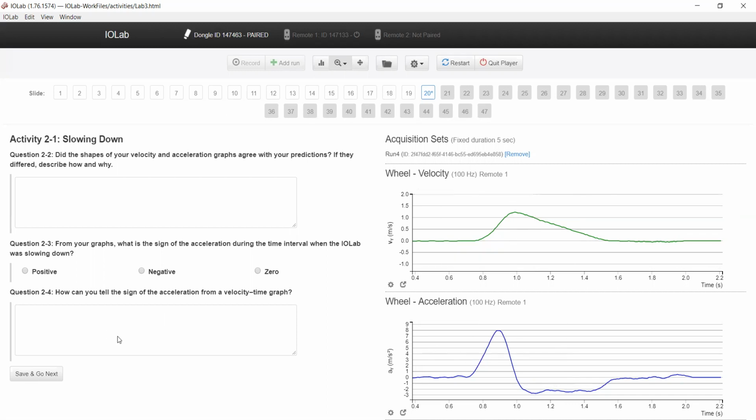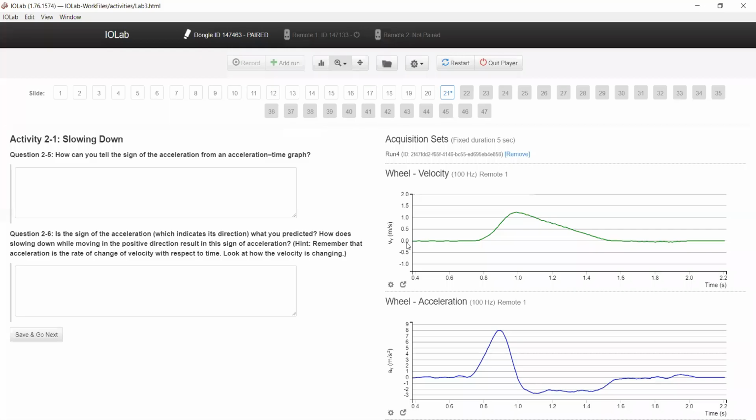While moving in the positive direction, if the slope is negative, the acceleration is negative, and if the slope is positive, it is positive. So you can go ahead and make your analysis. Okay, next slide. How can you tell the sign of the acceleration from an acceleration-time graph? You can answer in your own notes.